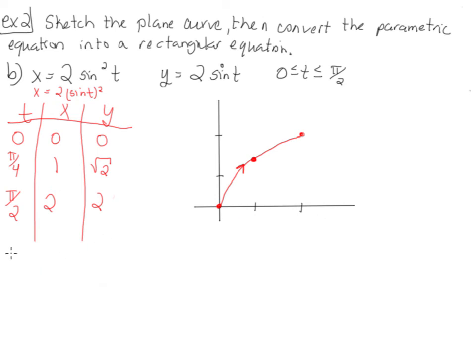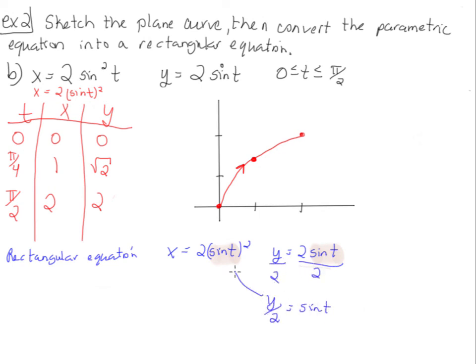Now let's rewrite the parametric equation as a rectangular equation. This is an example of a time where it's not convenient to solve for just t by itself. It's very difficult. But I notice I got sine of t in both of my parametric equations. So let's just solve one of the equations for sine of t, and then substitute sine of t in instead of t, and simplify the equation. So my rectangular equation for this problem would be x is equal to 1/2 y squared.